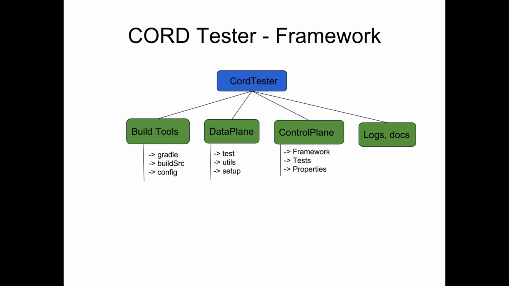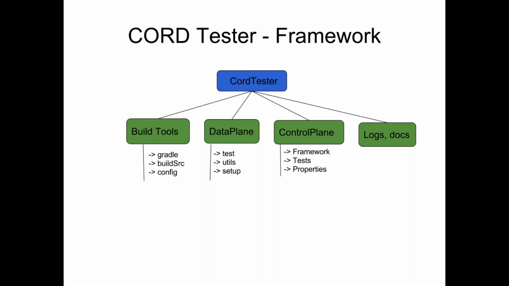If you downloaded the cord-tester repo, this slide just gives you a basic idea of how the framework has been distributed and what the main components of this cord-tester framework are. What I put in this slide is cord-tester. We have a group of build tools, where we are using Gradle, a build src directory, a config directory, and we have Gradle and Ansible playbooks and all those.